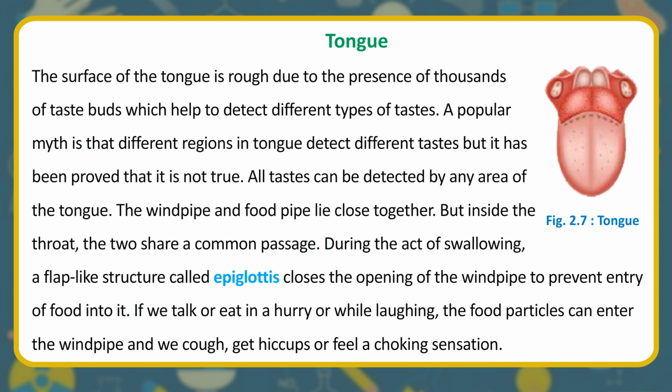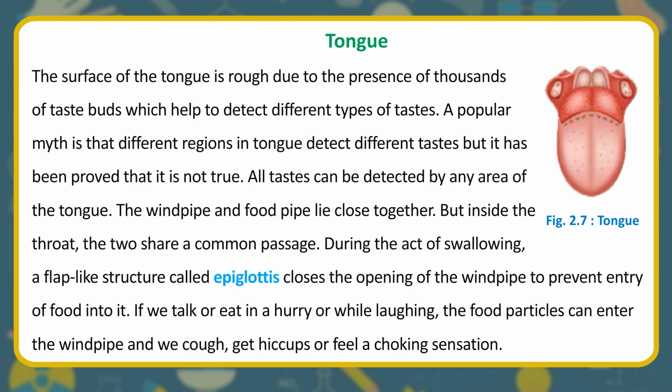The surface of the tongue is rough due to the presence of thousands of taste buds which help to detect different types of tastes. A popular myth is that different regions in the tongue detect different tastes, but it has been proved that it is not true. All tastes can be detected by any area of the tongue.